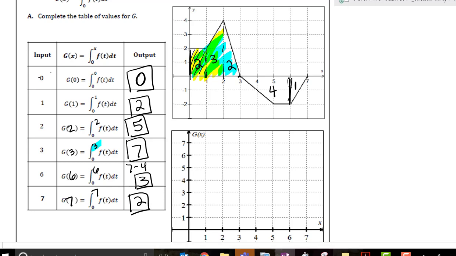My first ordered pair is 0, 0 for my antiderivative, or my integrated function. My next ordered pair is 1, 2, right? Because my input was 1, my output was 2. When my input was 2, my output was 5. When my input was 3, my output was 7. And then 6, 3, and 7, 2.